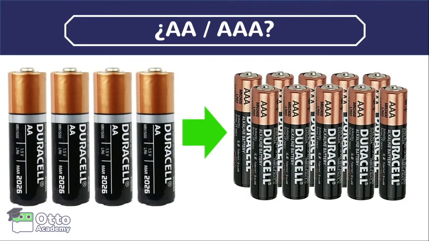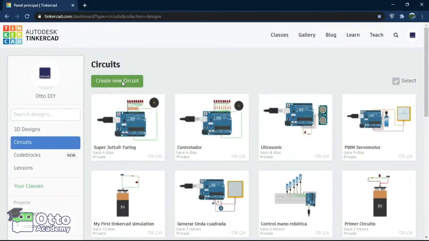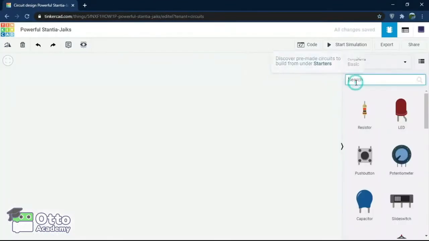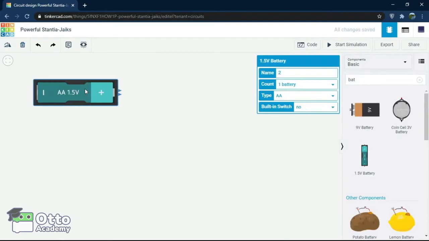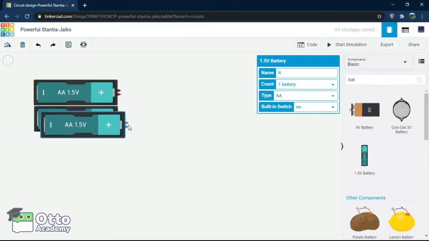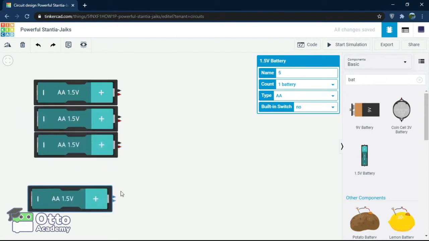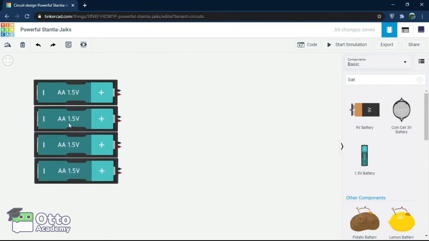Now that we understand the difference between the batteries, let's move to simulate in Tinkercad. Let's create a new circuit where we're going to bring a battery onto the pallet, and we will copy it 3 times. These AA batteries indicate they have a capacity of 1.5 volts.